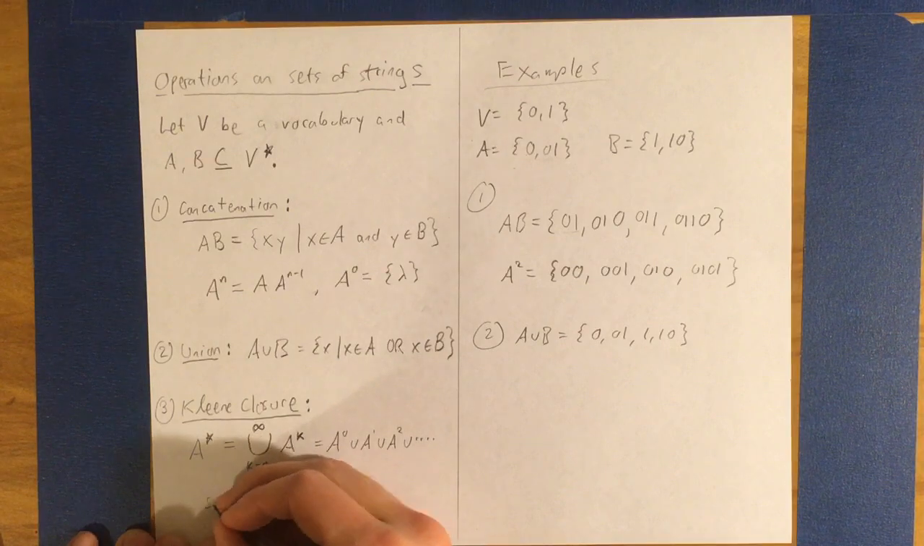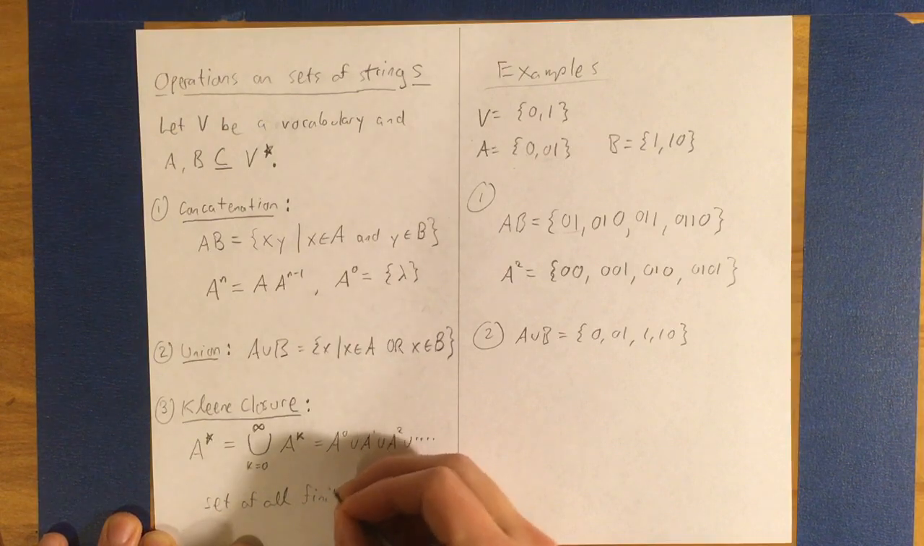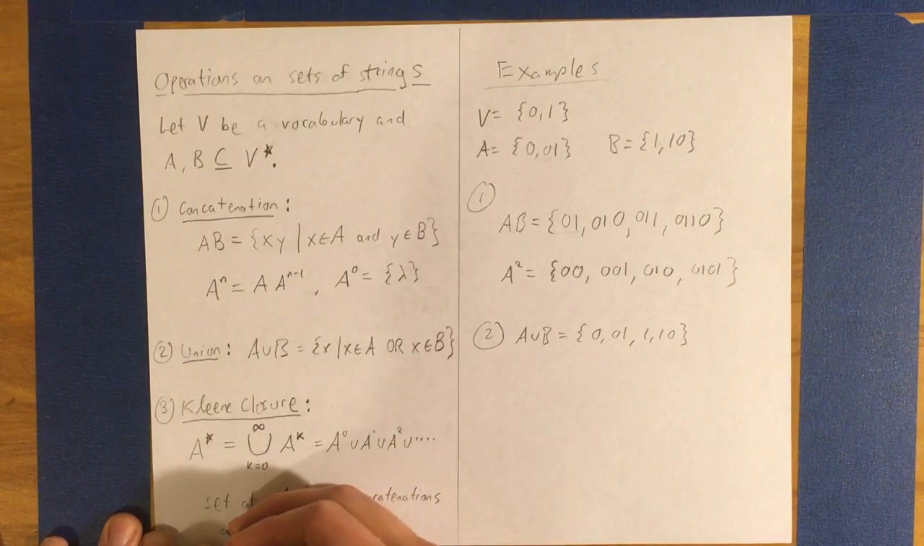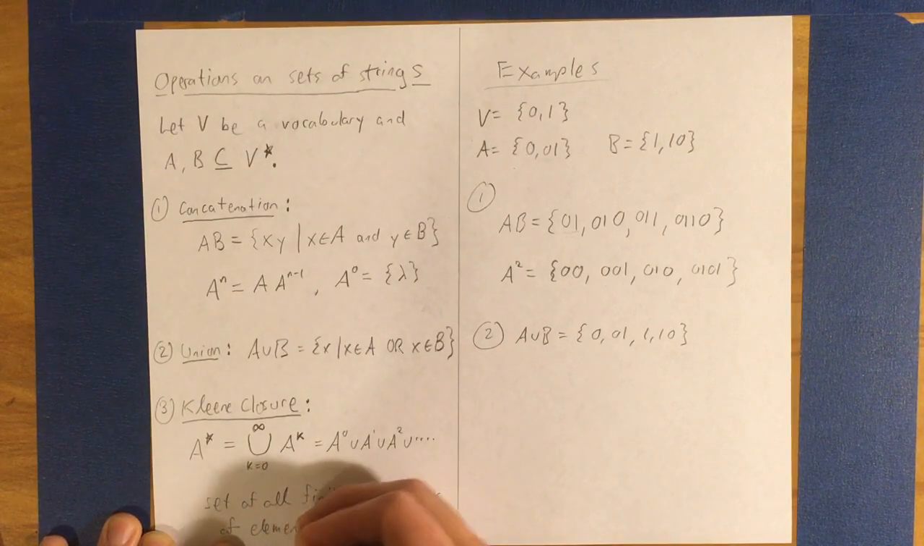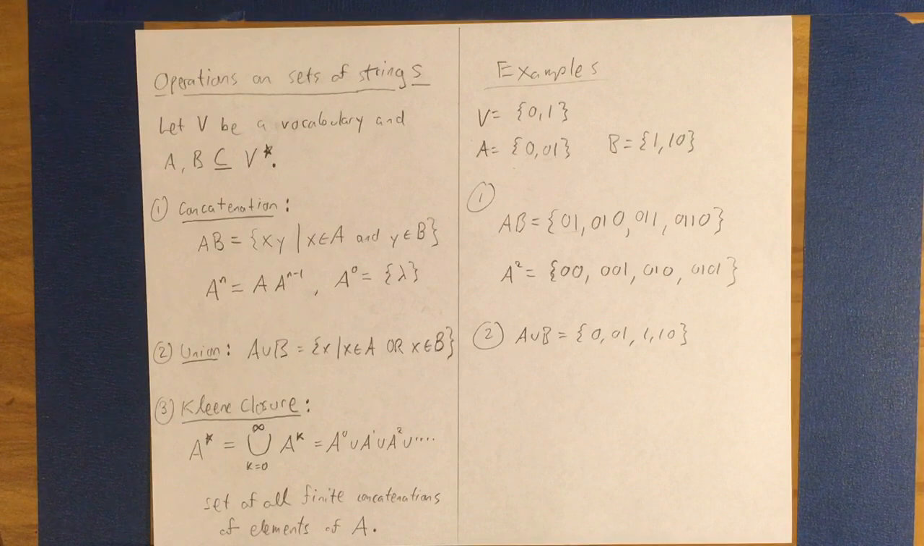We could describe this as the set of all possible finite concatenations of elements of A. So we're talking about strings of strings, essentially. The Kleene closure is the set of all strings of strings from elements of A. Okay, so we're taking strings of A and then stringing them together and concatenating them and making bigger strings. It's the set of all possible things with any possible number of elements from A, as long as it's a finite number of elements of A.